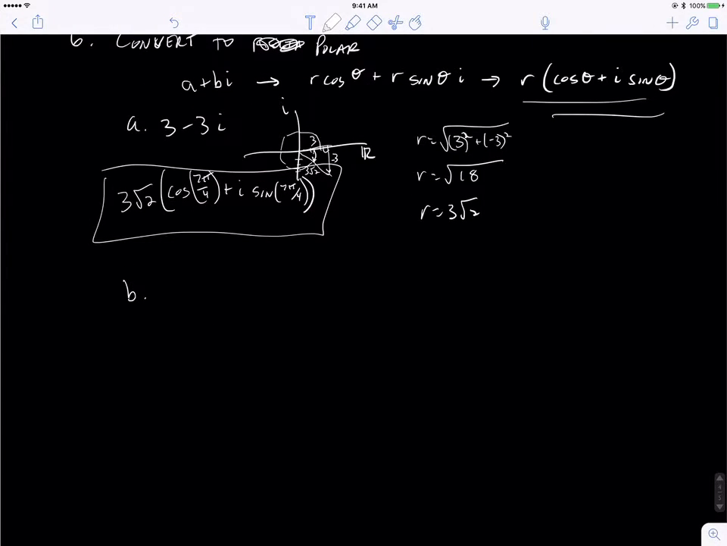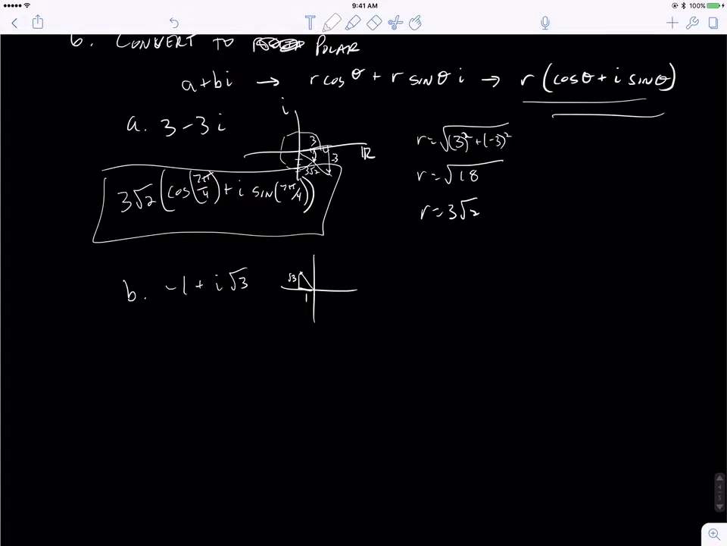B is negative 1 plus i root 3. So that's going to be negative 1 and then up positive root 3. So we're up here in quadrant 2. And it's 1 unit that way. I know it's negative, but whatever. And then it's root 3 units that way.